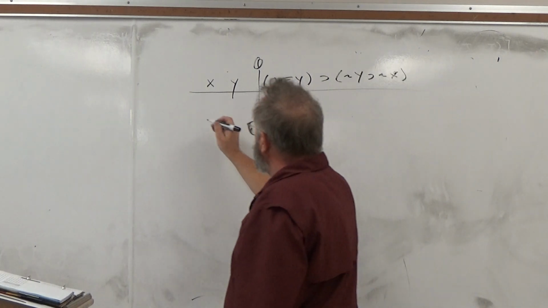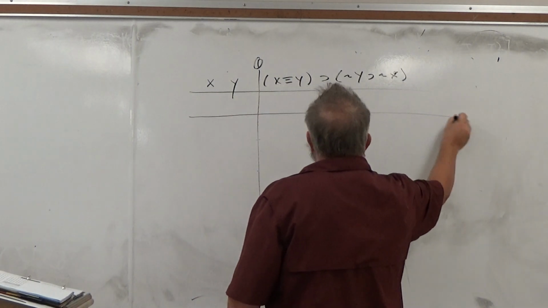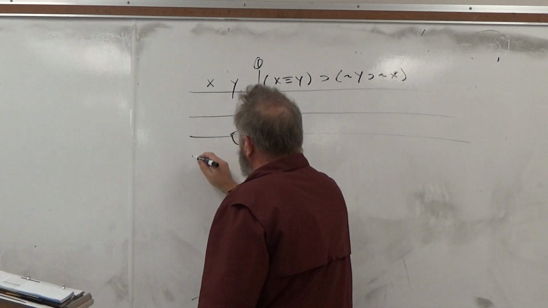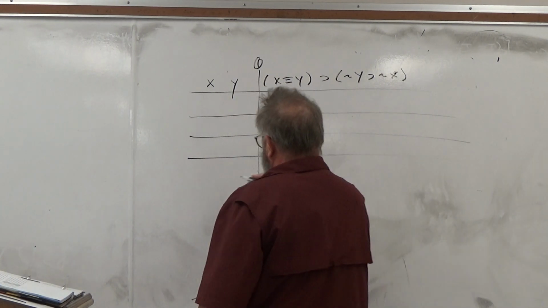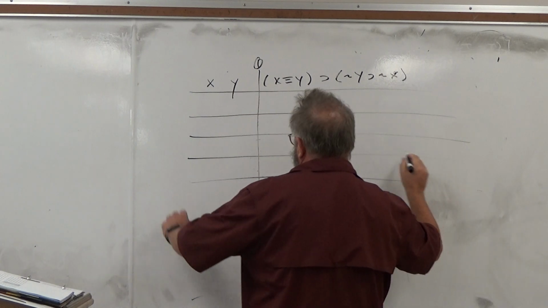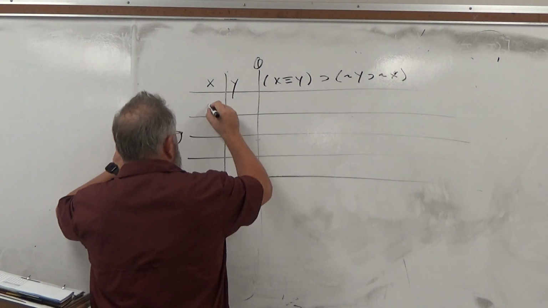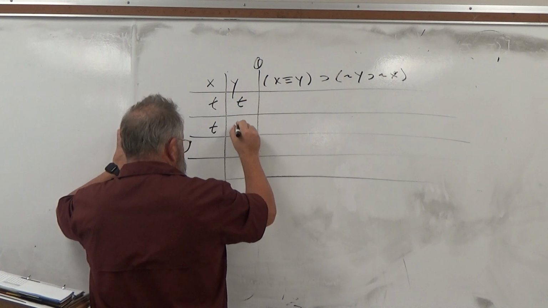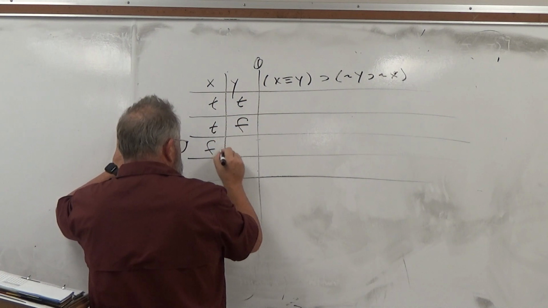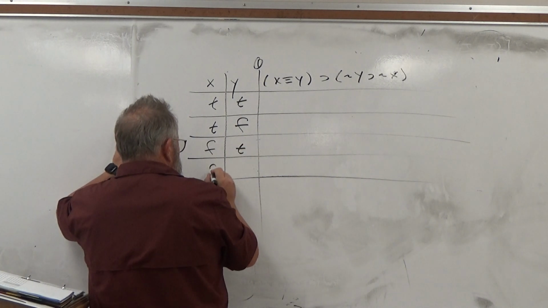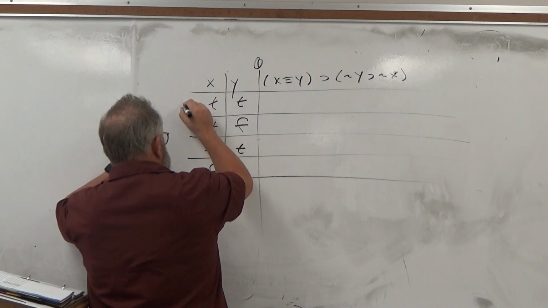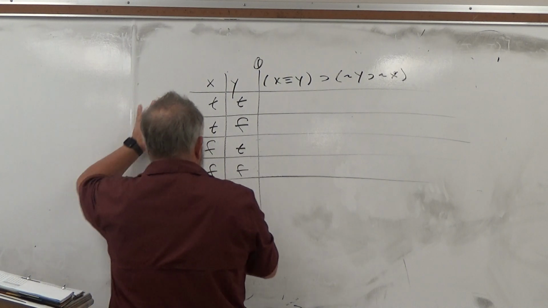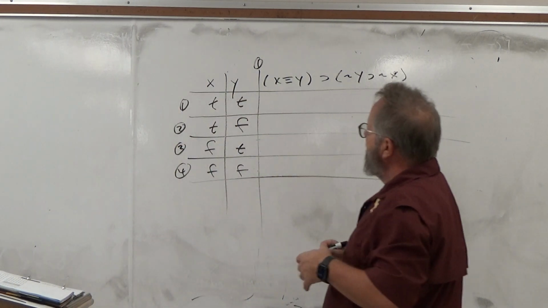And there are 4 possibilities of combinations of truth values for 2 statement constants. Okay, so we're going to write them all out. They both could be true. The first one could be true, the second one could be false, or vice versa, or they could both be false. Line 1, line 2, line 3, line 4, these are better called interpretations.